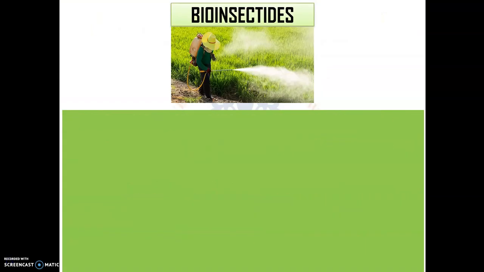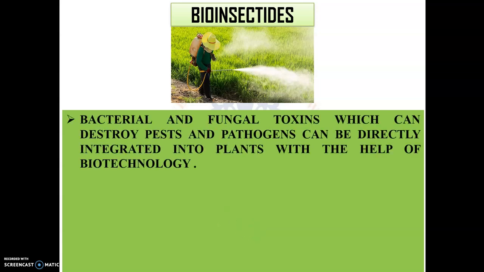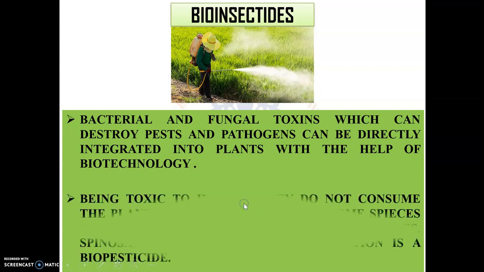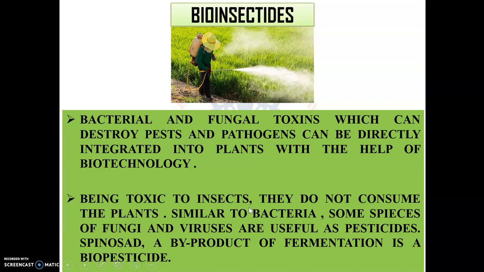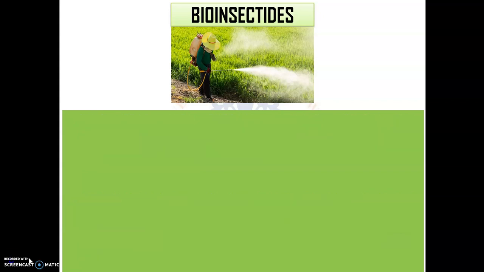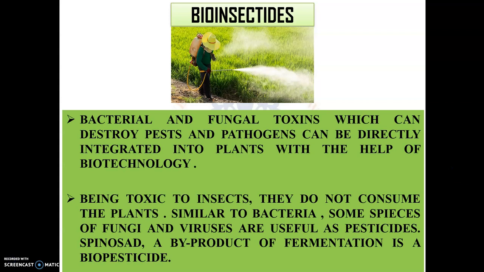Bioinsecticides or biopesticides. They are a certain type of pesticides which are derived from natural materials like animal, plant, bacteria and certain minerals. Bacterial and fungal toxins which can destroy the pests and pathogens can be directly integrated into plants with the help of biotechnology. Being toxic to insects, they do not consume the plants. Similar to bacteria, some species of fungi and viruses are also useful as pesticides. For example, spinosad, a byproduct of fermentation, is a biopesticide.